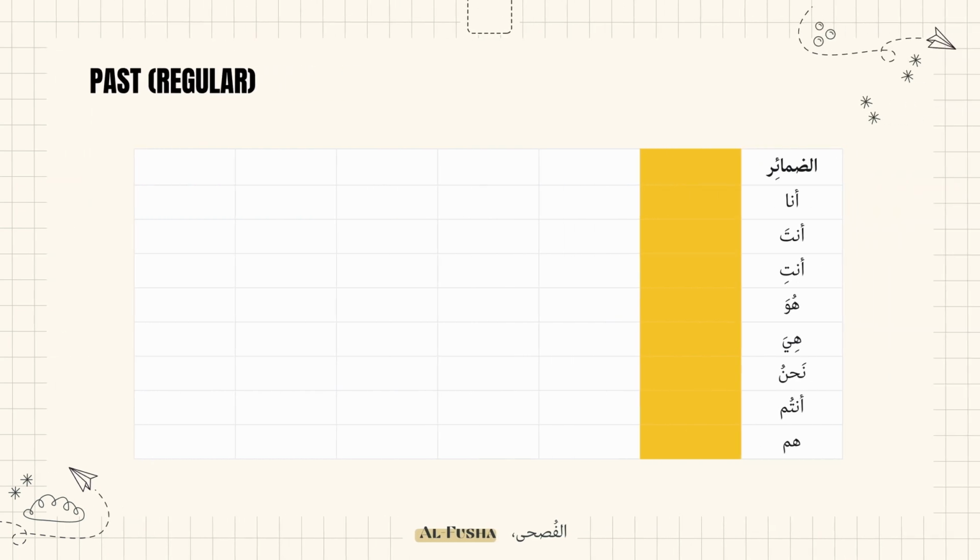Let's start first with the regular in the past. As you know, we have the pronouns الضمائر: أنا, I, أنت, you, أنتِ, you female, هو, he, هي, she, نحن, we, أنتم, you plural, هم, they. Now we will learn the endings, the endings for each pronoun in the past tense.